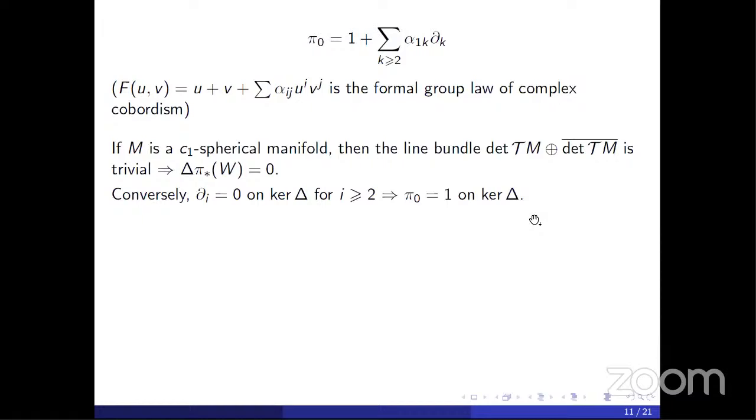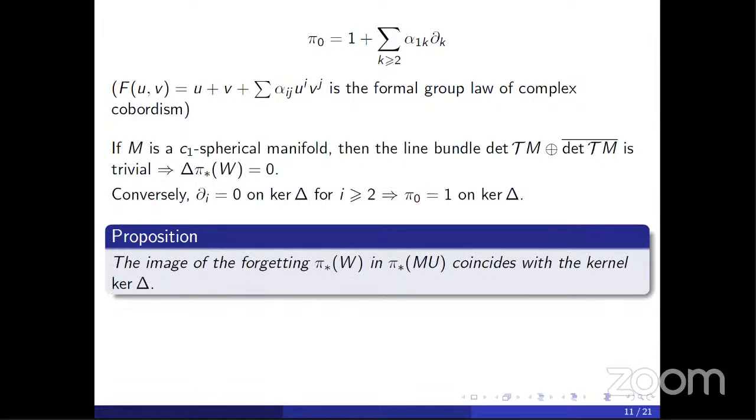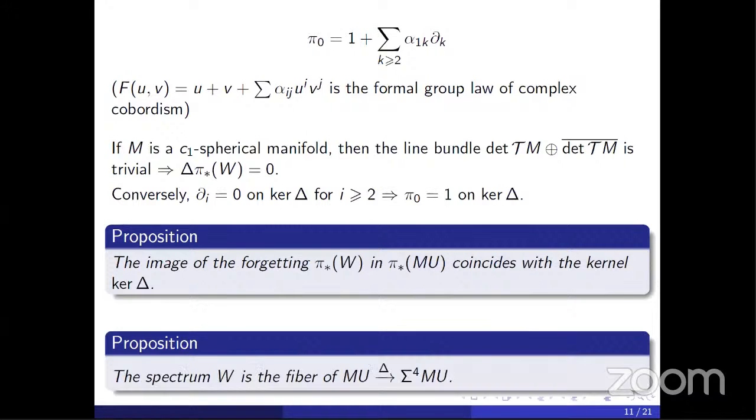And hence, from this formula, we obtain that pi0 is the identity on the kernel of delta, because in the kernel of delta, all higher partial k are 0. And we obtain that the image of the forgetting map, as a result, coincides with the kernel of delta. And from this, we can obtain the following homotopical description of W: the spectrum W is the fiber of the operation delta in complex cobordism.